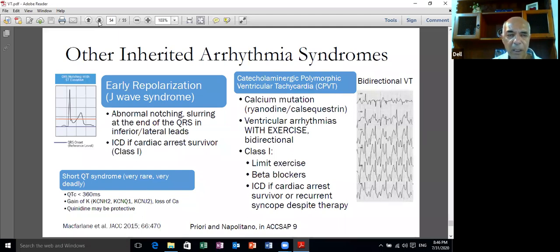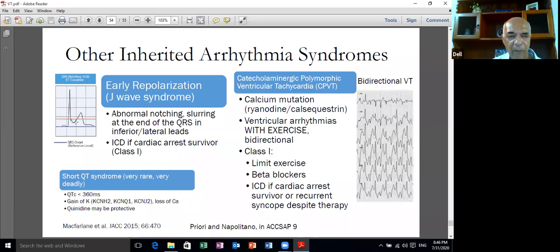Another confusing issue is the early repolarization syndrome described by Haissaguerre, and this early repolarization syndrome is characterized by a notch or a J wave at the end of the QRS complex, and ST elevation more marked in the lateral precordial leads. Usually a benign condition, but we now recognize that some forms of it are highly malignant.